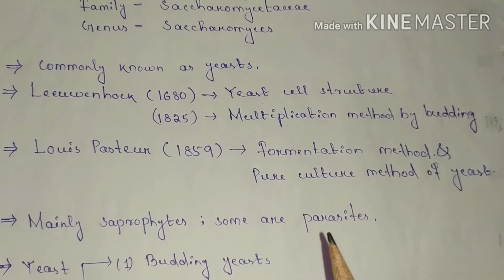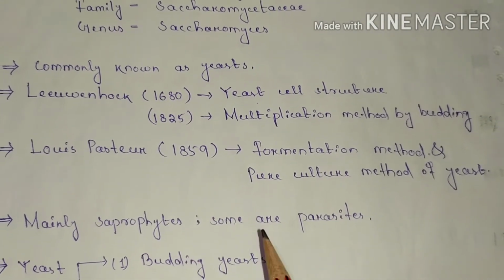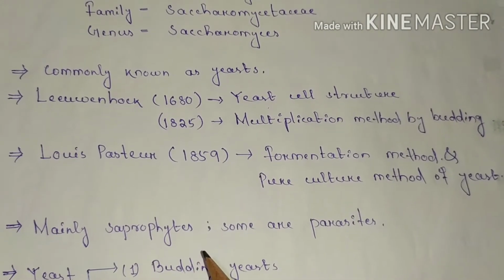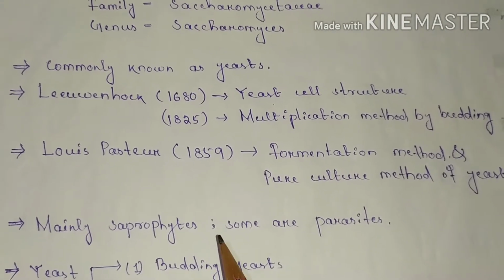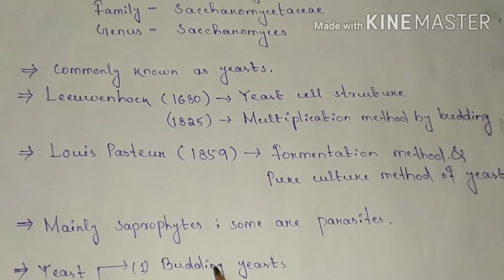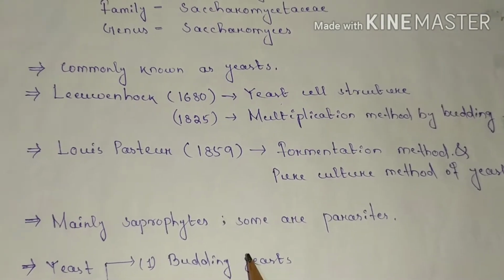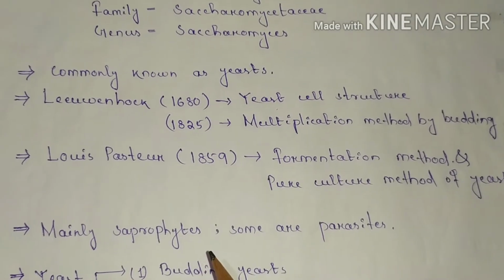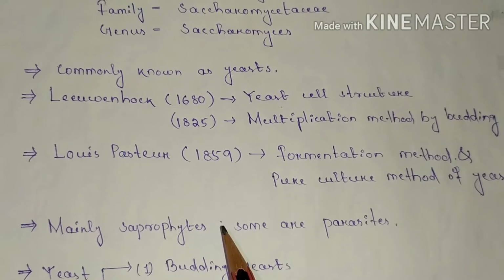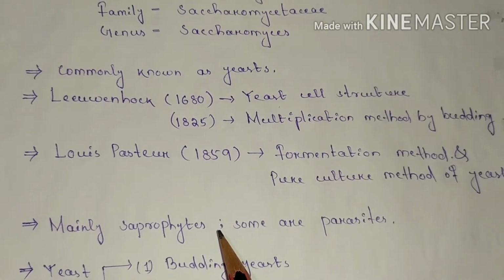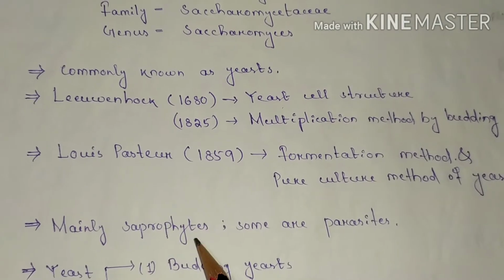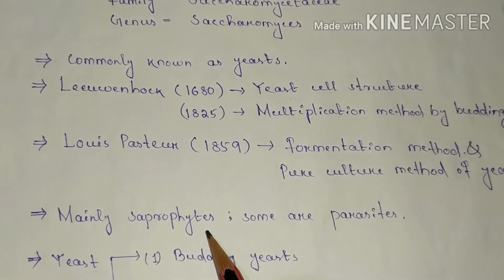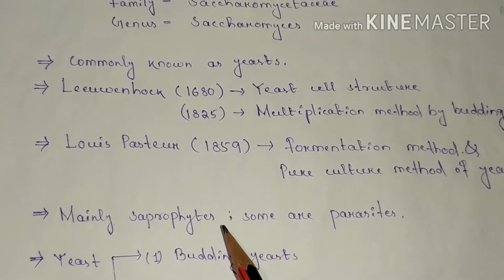Then these yeasts are mainly saprophytes, but some are parasites. Saprophytes means they depend upon dead and decaying organic matter. They generally grow upon sugar-like substances, as the name suggests: Saccharomyces. Saccharose means sugar and myces means fungi. So, Saccharomyces means a group of fungi that depend upon sugar for their growth and development. They generally grow upon sugar-like substrata, such as fruit juice, sugarcane juice, milk and dates.